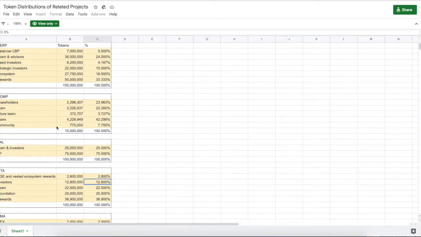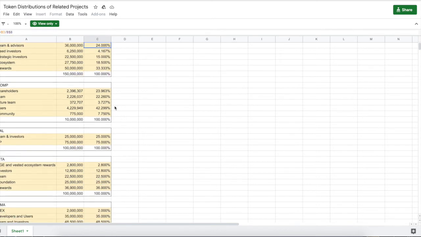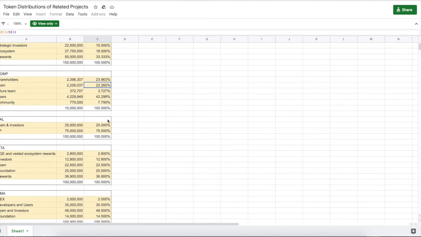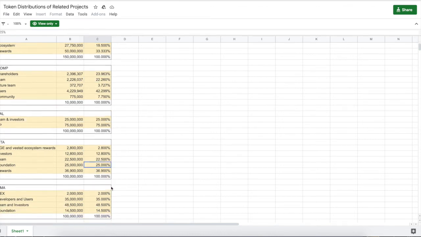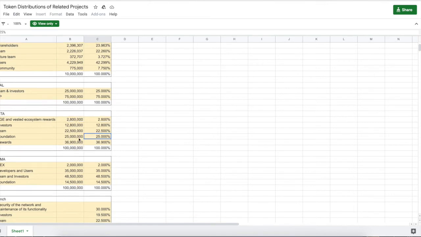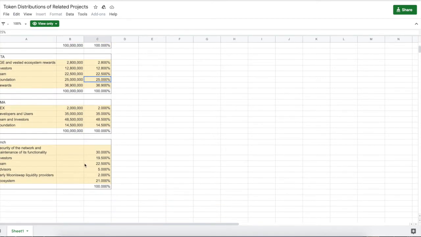Here's the token distribution. This is in comparison to other ones. You guys can see it's pretty fair. It's not out of reason. You can see the team and advisors have about a quarter of it. That's the same with Comp, same with Balancer. It's the same with MTA, UMA, and 1inch. So it's pretty similar. Well, actually, I'm sorry, UMA is not similar. UMA has about 50%, which is pretty high.